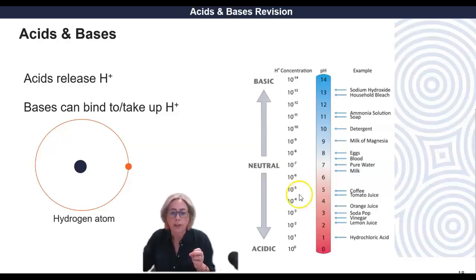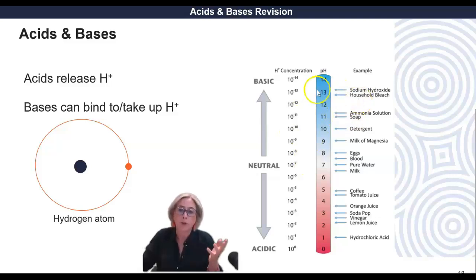Taking here, for example, coffee has a pH of about 5, and that means that it's 10 times less acidic than, say, orange juice there. And similarly, we have sodium hydroxide there, which is a pH of 13, and it is 10 times, or let's say 100 times more basic than soap.